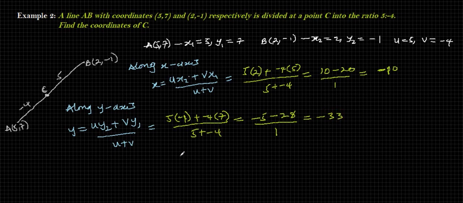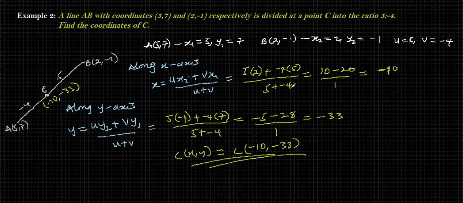So that means at this point, point C, (x, y), the coordinates are going to be C (minus 10, minus 33). So this is your answer.